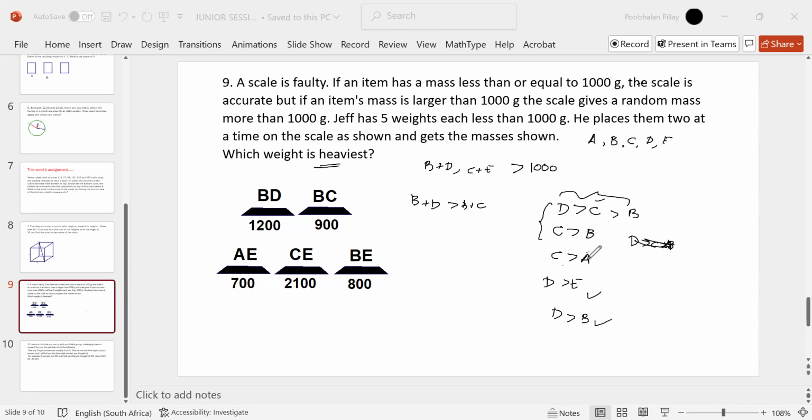Right, so it's B, C, and is it bigger than A also? Yeah, C is bigger than A. So D is bigger than A. So D is bigger than the whole lot of them. So D is the heaviest. Okay, so we've just extracted that information and we came to that conclusion.